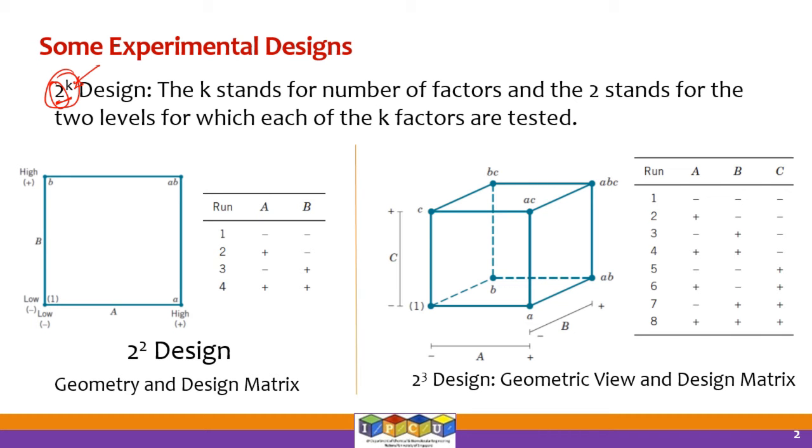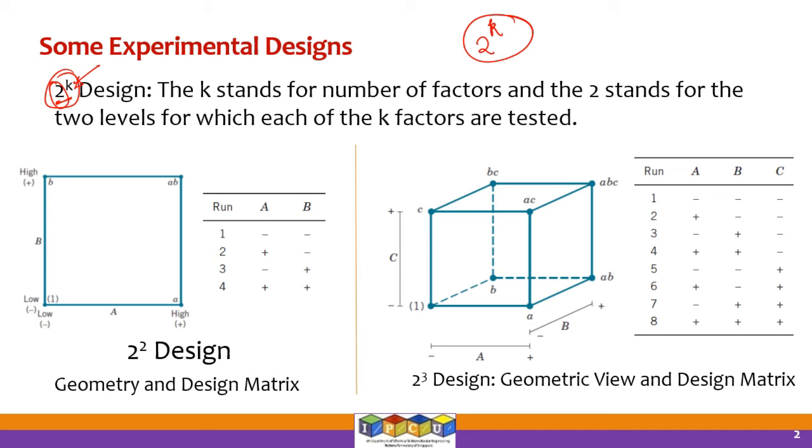So if you have two factors A and B, you will have 2 to the power of 2, which is equal to 4 experimental points in a 2^2 factorial design. If you had three factors, that means k is equal to 3, the 2 to the power of k design will contain 2 to the power of 3 experiments, that is 8 experiments. So we just have to remember the 2 stands for the number of levels in which each of the k factors will be tested. So that is the idea of the 2 to the power of k design, or what is called a 2^k factorial design, right? Or simply factorial design with two levels.